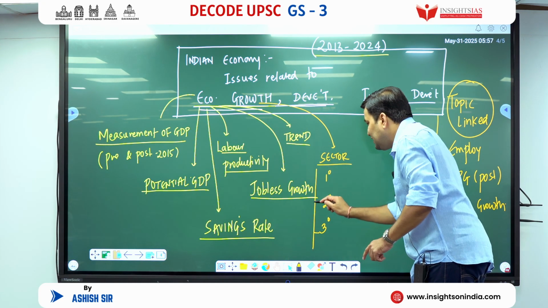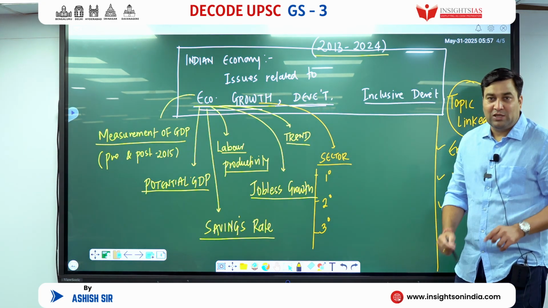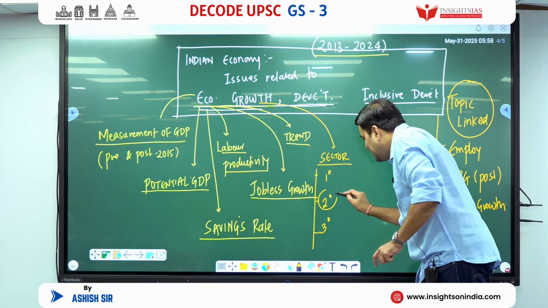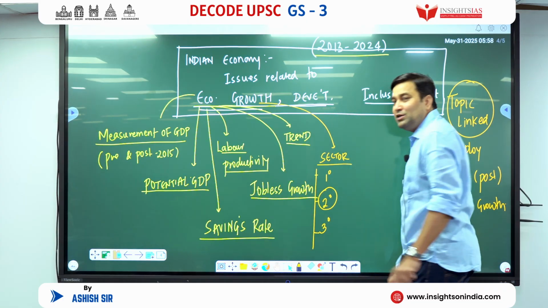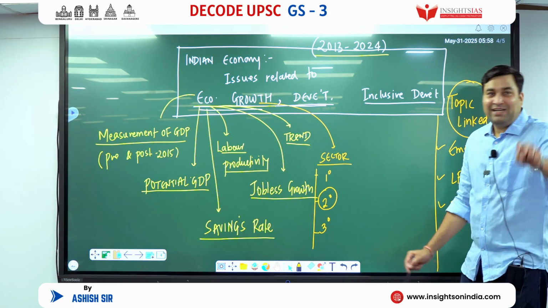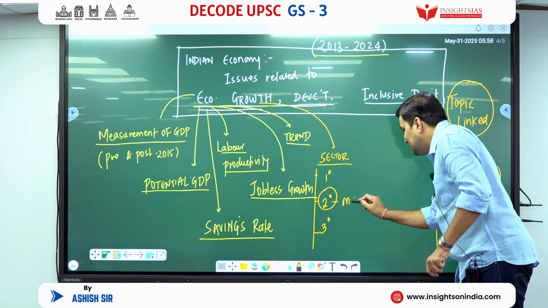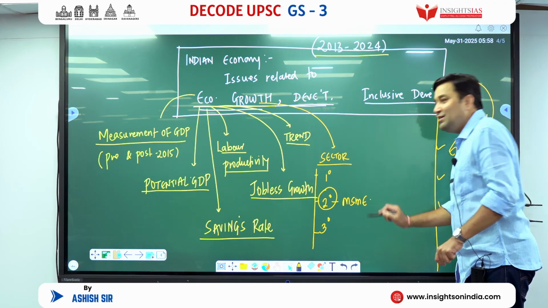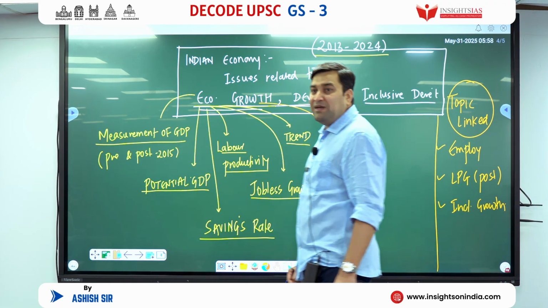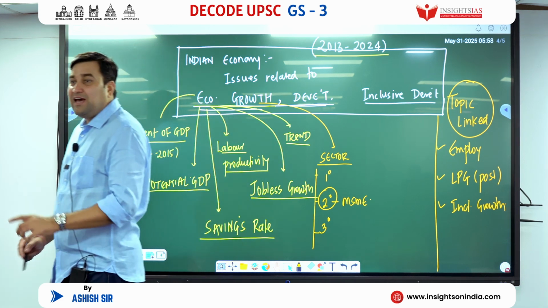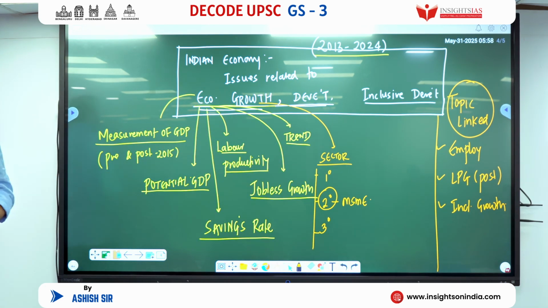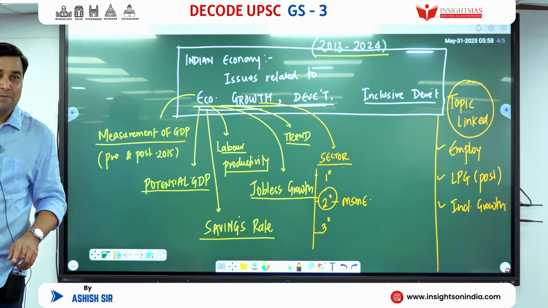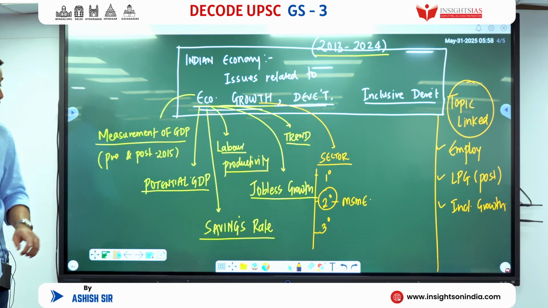So what UPSC has asked in the past about economic growth is mainly focusing upon secondary sector, and this secondary sector they are linked to the jobless growth. Why is that? In India, MSMEs have failed. Why is that? MSMEs are important. They are labor intensive.